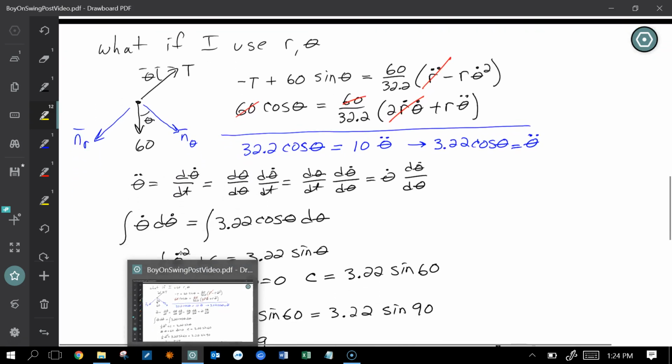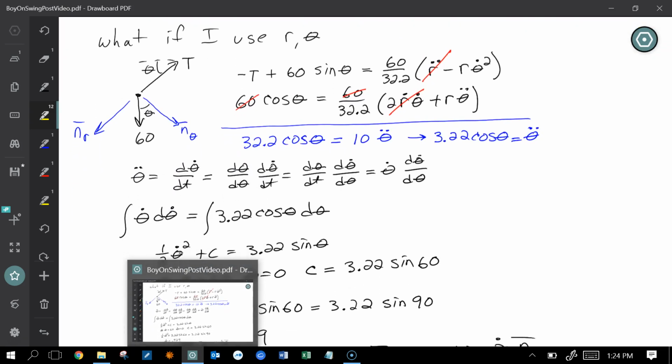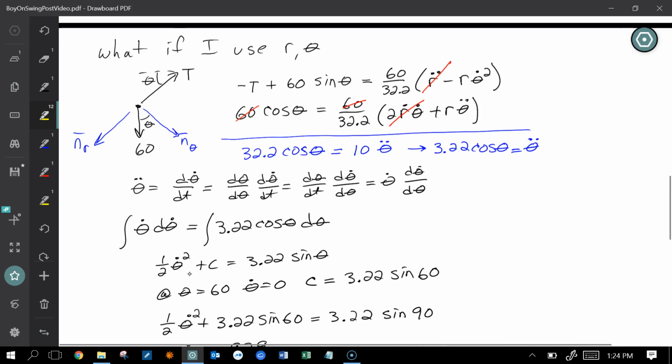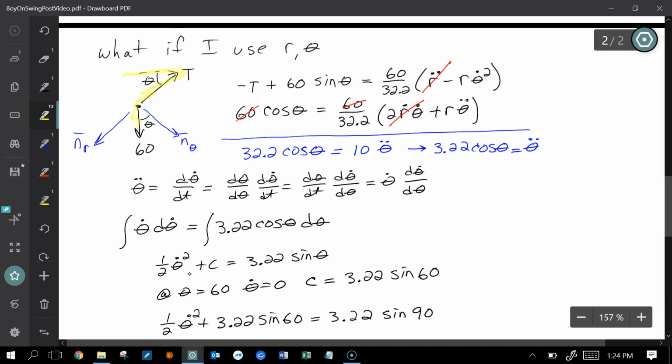All right. So now what I'm going to do is I'm going to do it again. This time I'm going to use the r and theta. Maybe I should have done that to begin with. Okay. So anyway, it's the same free body diagram I had before. So the black guys are the forces. This time I'm summing in a different direction. So you have your r and your theta, right?